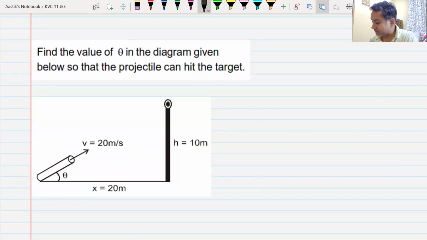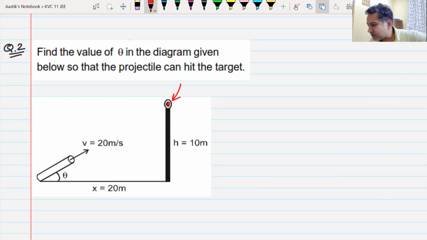This is the question. Find the value of theta in the diagram given below so that the projectile can hit the target. As you can see, there is a target over here. Do you see this target? Yes or no? The projectile has to hit the target.